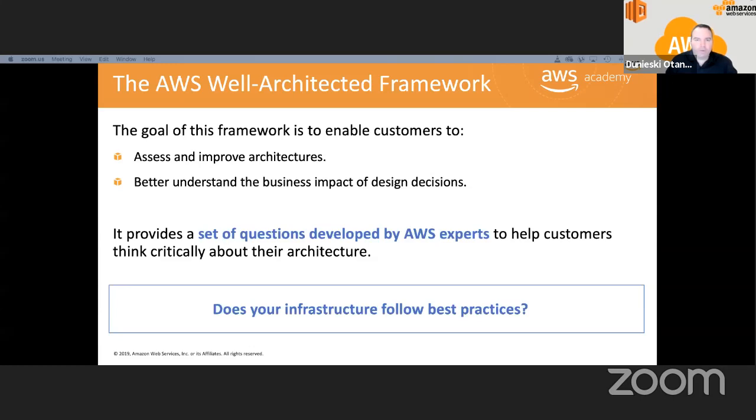So the Well-Architected Framework, the goal of this framework is to enable customers to do what? To improve their architectures, right? To see how the architecture is being built and improve it, and better understand the business impact of decisions when it comes to design. It provides a set of questions developed by AWS experts to help customers think critically about their architecture. Does the architecture follow best practices? That's one of the questions that you have to ask yourself when doing this.